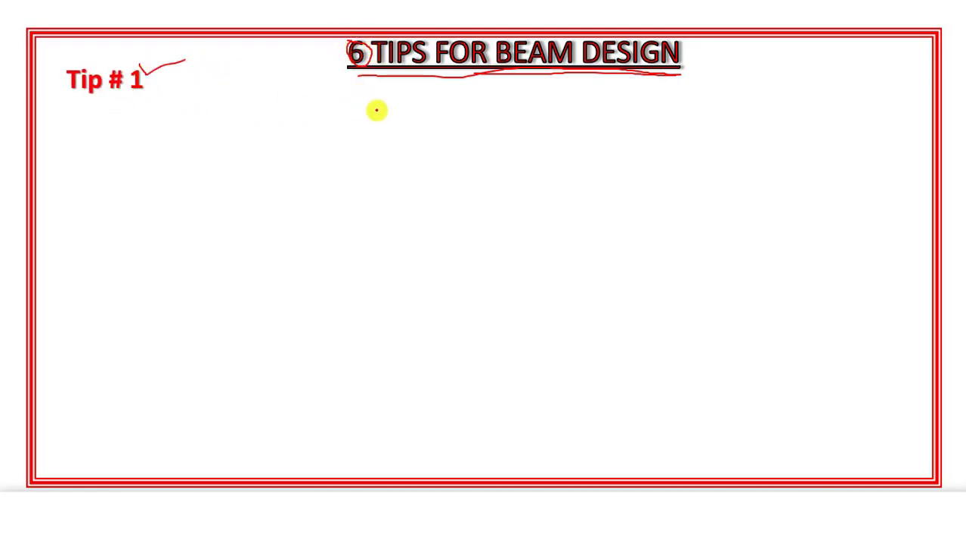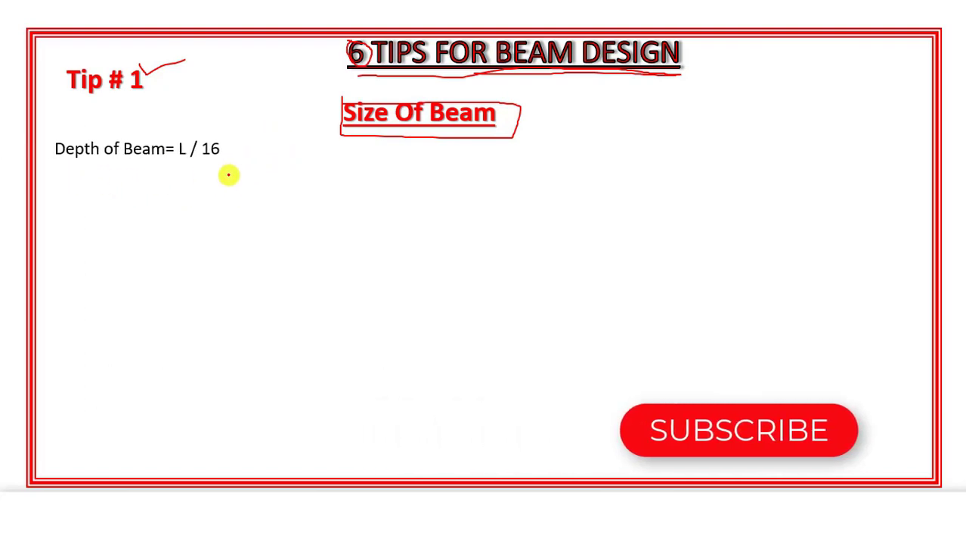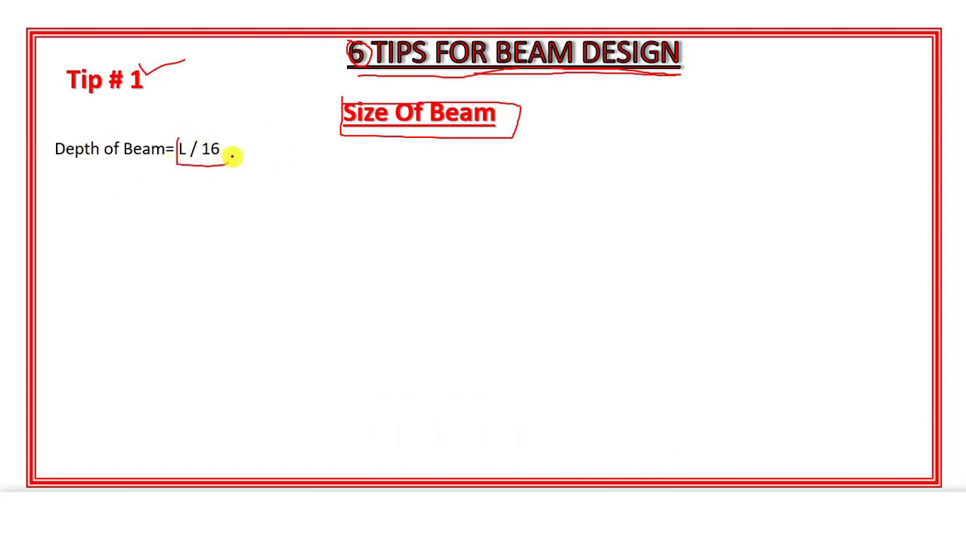Tip number 1 is about the size of the beam. The size of the beam consists of 2 parameters: one is the depth and the other is the width of the beam. As per IS 456 specifications, the formula for the depth of the beam is equal to L by 16, where L is the effective span length of the beam.